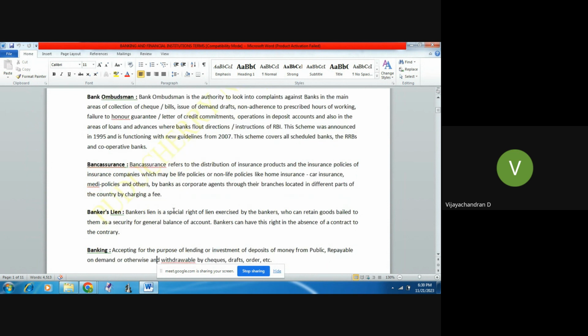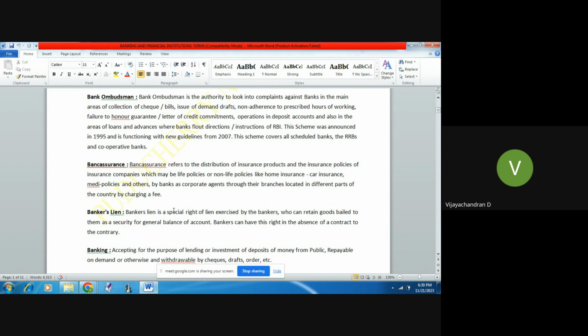Coming to banker's lien. So lien means what? What is lien? The right to retain the property. The right to retain the possession of the property. That is known as banker's lien. I am telling the keyword. What is the keyword? Lien means the right to retain the property, or the right to retain the asset, or the right to retain the document. That is known as a banker's lien.